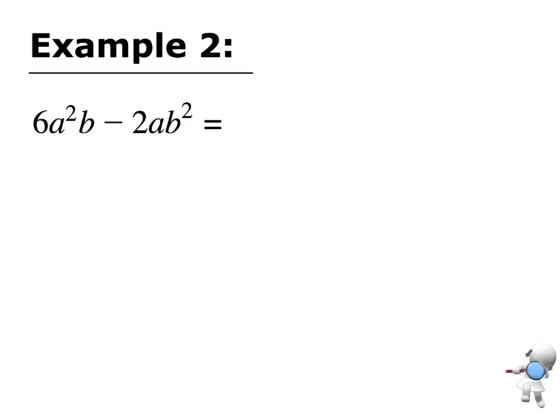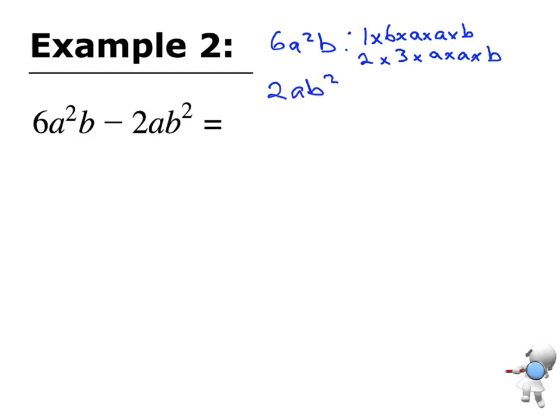Let's have a look at a slightly more complicated example now. So now we've got to think about the numbers and each of the letters that they have in common. So for the first term, 6a squared b, we can do the common factors. I can do 1 times 6 times a times b. I can do 2 times 3 times a times b. And that's my common factors of that. Now I can look at the common factors of 2ab squared, and that would be 2 times 1 times a times b, and that's the only common factor.